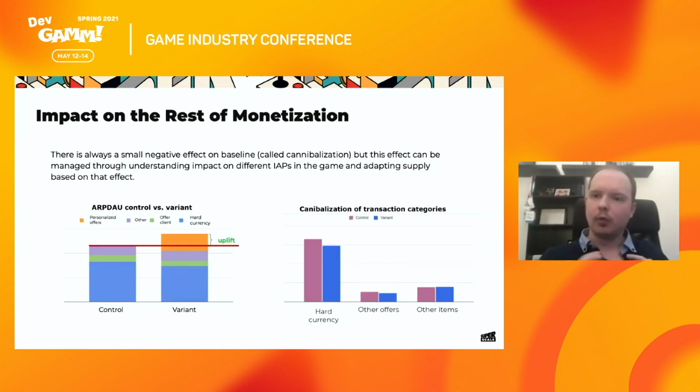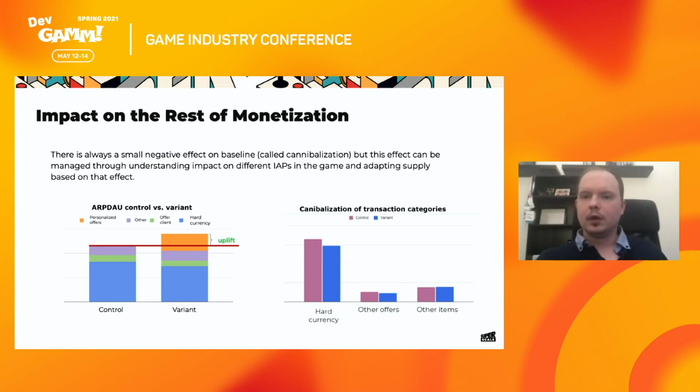But what about the rest of monetization? What is the negative aspect of this? Okay, so cannibalization is what we call the effect when these kinds of systems increase RPPU, so revenue gain in general, but they of course decrease a little bit from other IAPs that were already in the game. But overall, it is a really positive effect. So the RPU is higher, so the game has better monetization. But maybe it's not as effective everywhere. So a little bit of it decreases the hard currency sales or other offers that were in the game.